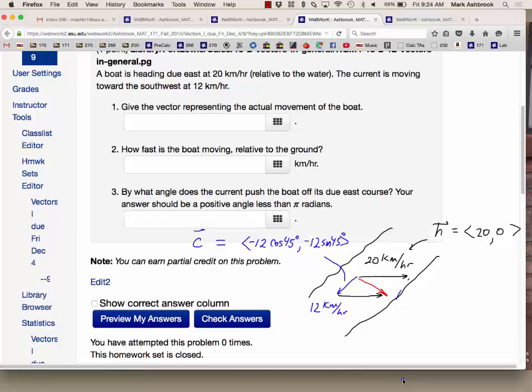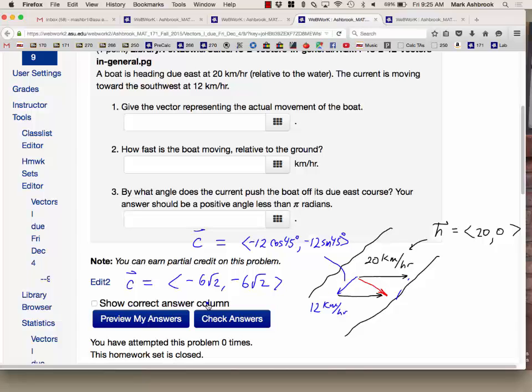Okay, because this is what? This is 45 degrees south of west. And we know cosine and sine of 45 are both radical 2 over 2. So this is going to be negative 6 radical 2, negative 6 radical 2. Right? 12 radical 2 over 2 is 6 radical 2. So we got the current vector and we got the heading vector.